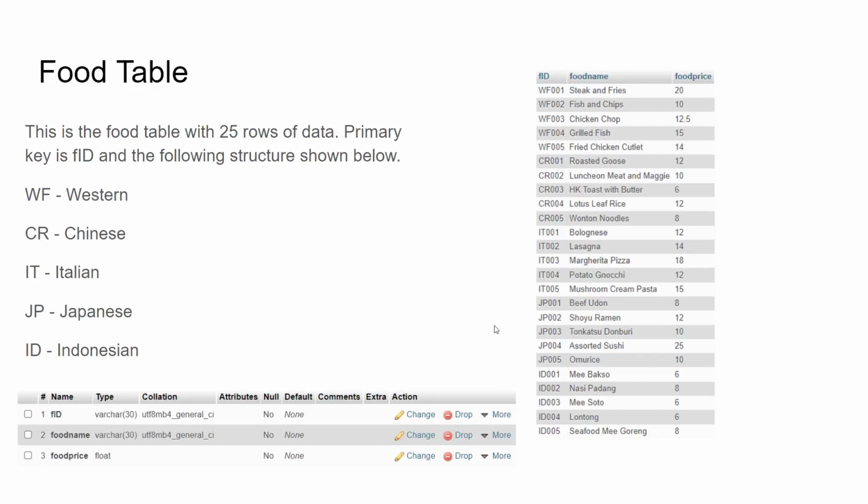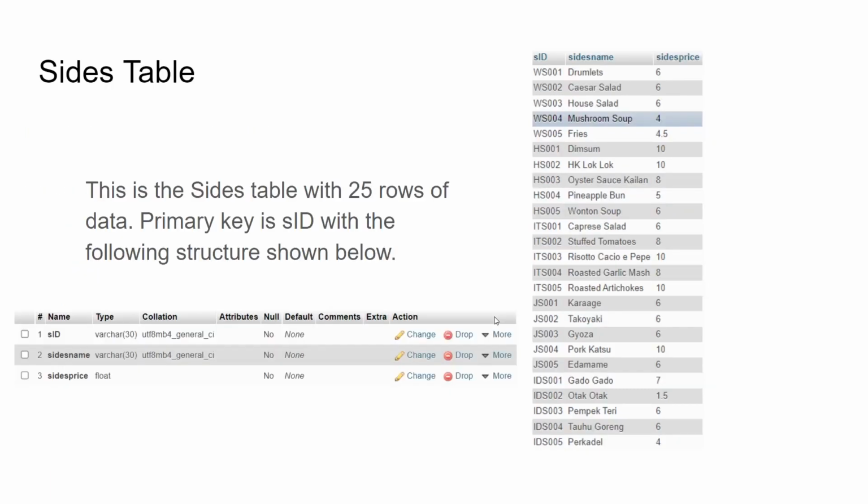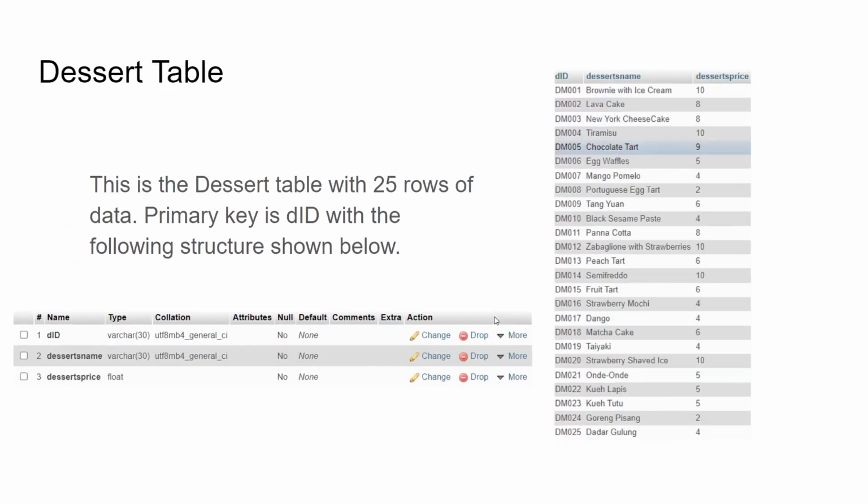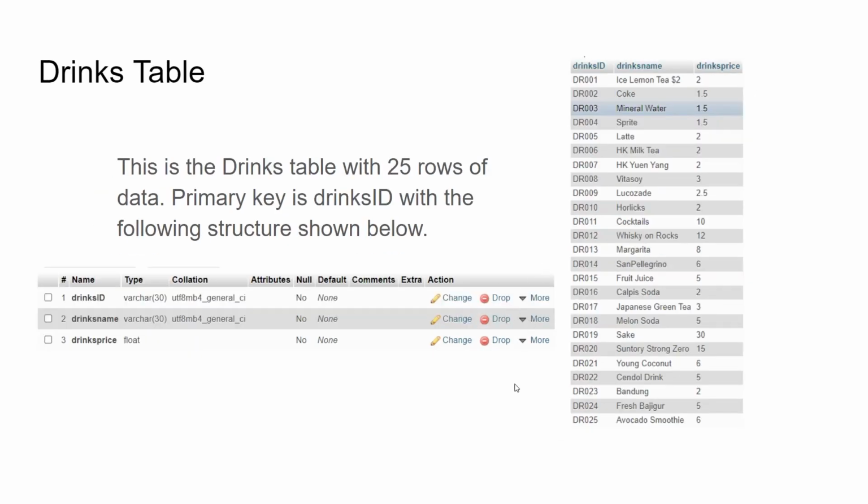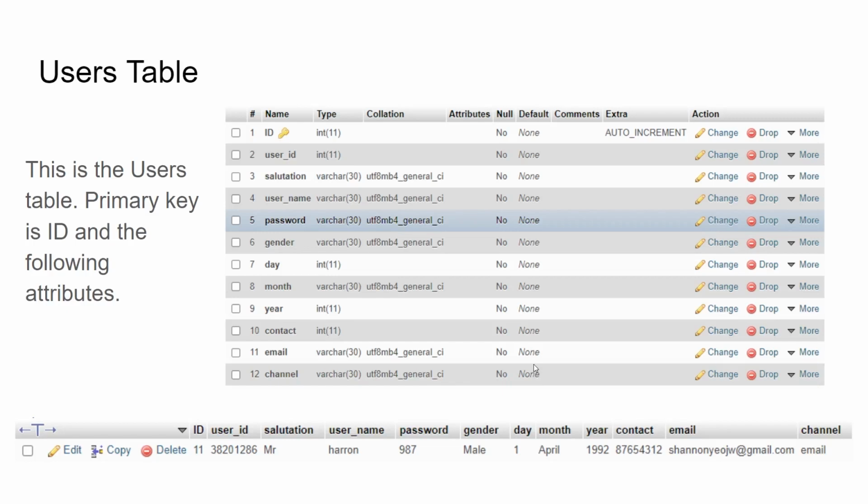This is the food table, sides table, the desserts table, and the drinks table. We've also created a users table to retrieve the inputs from the users when they sign up for an account. An example is shown here.